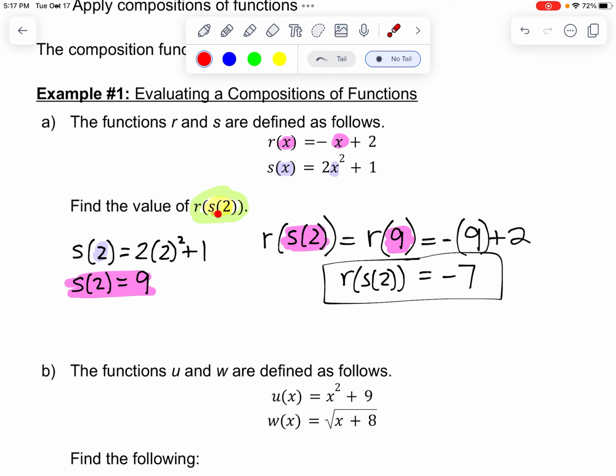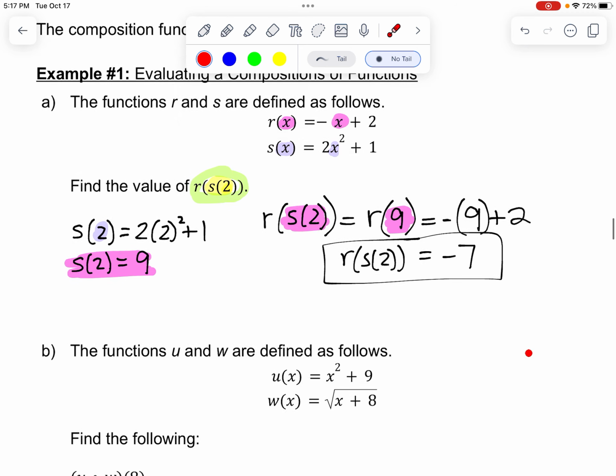Okay, so start by finding the inner part. Find that function value first. That function value goes in as the input of the outer function. Okay, so there will be some like that where, again, they may not all look exactly like this, but take whatever function is on the inside, tackle that one first.